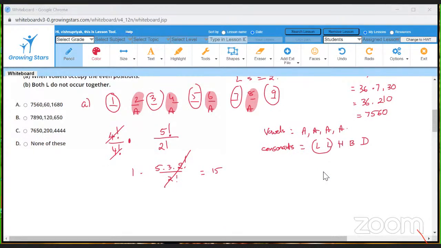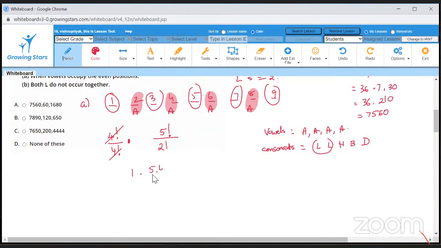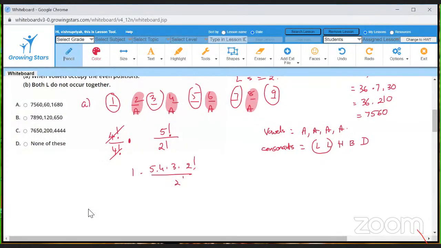Okay, I think I missed one. Sorry, I missed 4. 5 into 4 into 3 into 2 factorial. Yes, I forgot 4. So 5 into 4 into 3 means 60 words can be formed here.